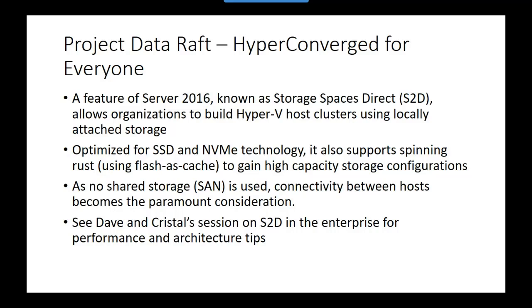Storage Spaces Direct is optimized for SSD and NVMe technology, or non-volatile memory. It also supports spinning rust if you want to get capacity. But at the very bare minimum, you need to have 4 physical disks for your capacity. And if you're using caching, you need to have at least 2 of those.